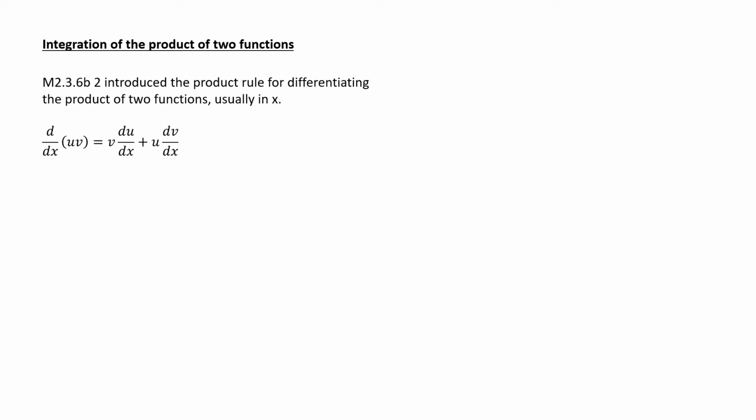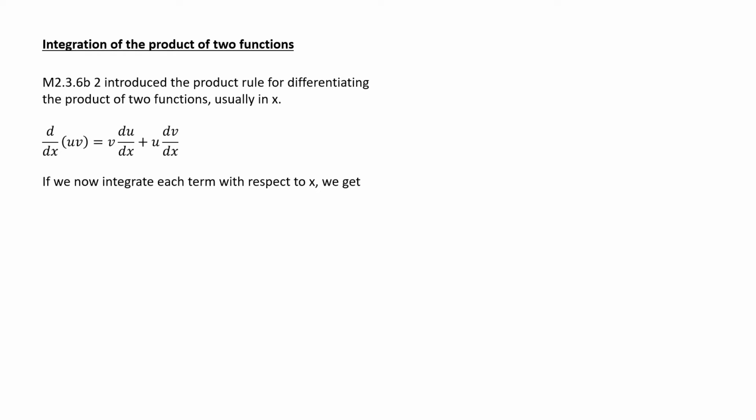Now clearly I've chosen that order. You will frequently see u dv by dx plus v du by dx. It doesn't make any difference. The operations are multiplication and addition, both of which are commutative. In other words, the order doesn't make a difference. I personally always put the v du by dx first because it does make a difference with the quotient rule. Not relevant in this case, but it's just why I do it.